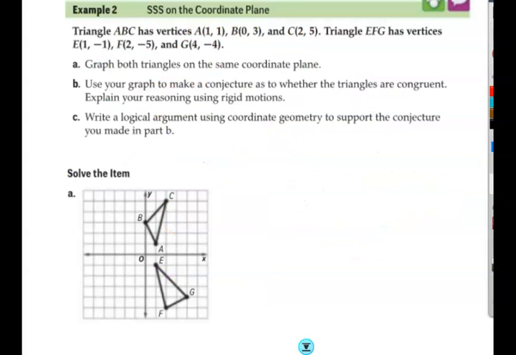All right, now example 2 is talking about a coordinate plane. So that is using the distance formula. They want to see whether these are side, side, side on this coordinate plane using the distance formula.